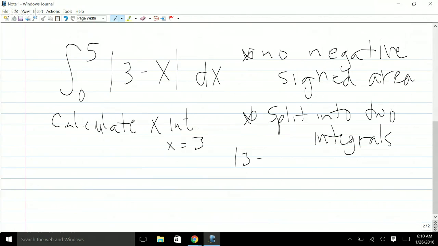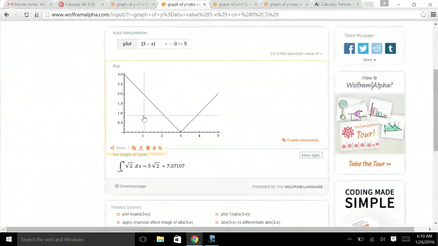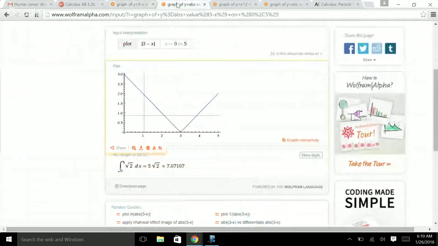Well, if x is 3, it's 0. So that's where it changes direction. Okay, so when you set these up, going from 0 to 3, this is the positive case. All right, so pay attention. This was positive, and it stayed positive, so we're not going to change it.